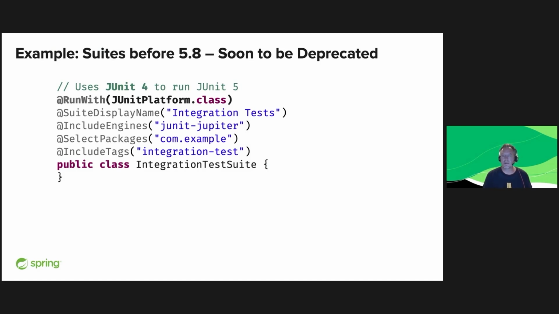So if you run your tests this way, it will execute the tests, but some of the display names won't be what you want, and some of the dynamic tests and things like that will end up being unrooted tests, so they're kind of just floating in the report and not associated with the class where they're actually defined. So that's just basically running JUnit 4 to run JUnit 5.